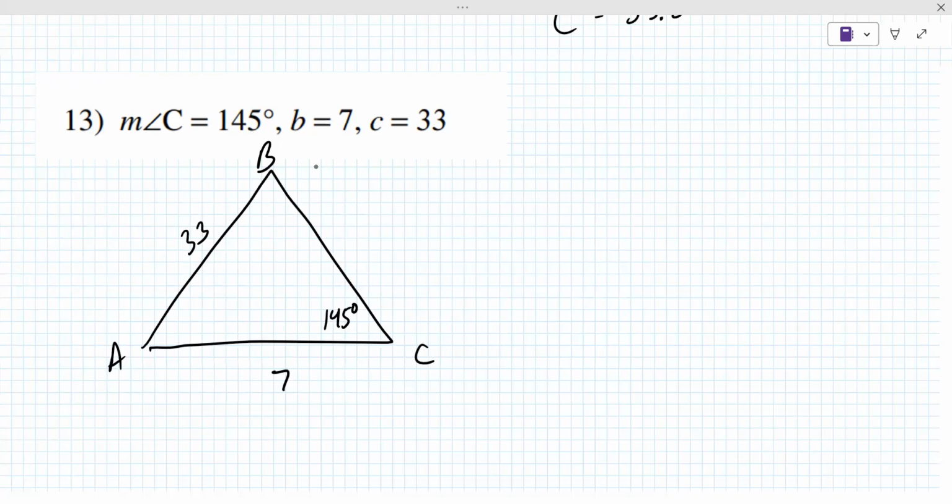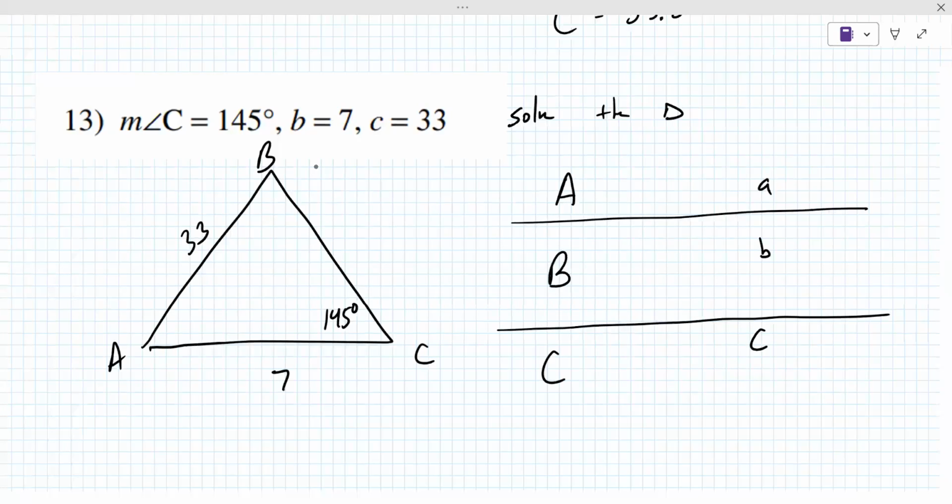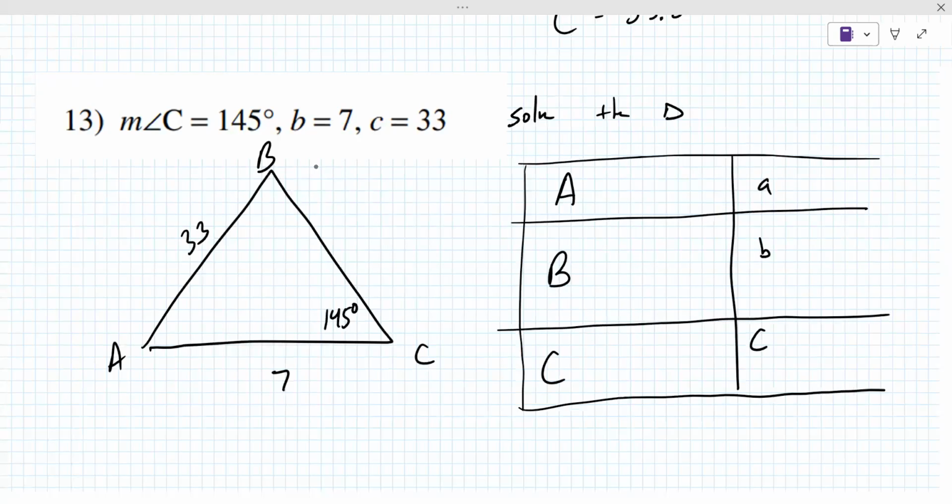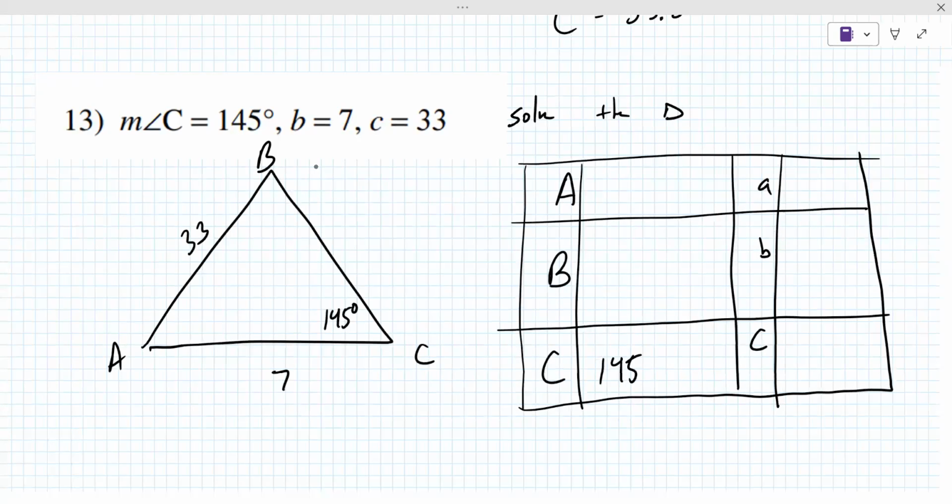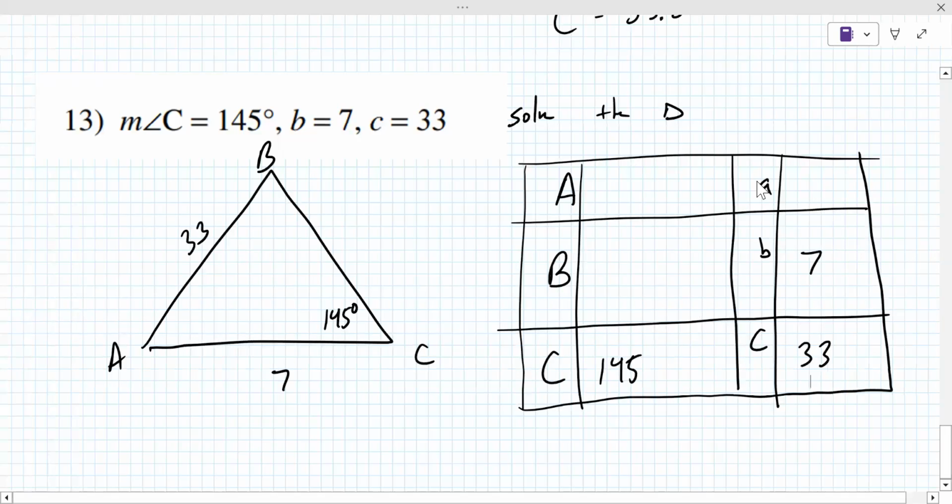And this time though, they're asking you to solve the triangle. And here's what that means. It's really a table. I've never seen a teacher do this, but I would actually do it on the test, because I would have a table and you have to fill in the table. So you have to come up with the values of A, B, and C, little a, little b, little c. And some of them are given, right? Big C is 145. Little b is 7, little c is 33. But you have to fill in the other 3 here.